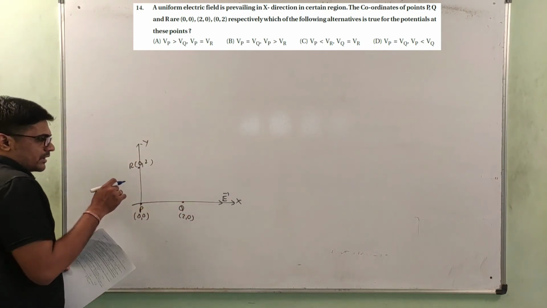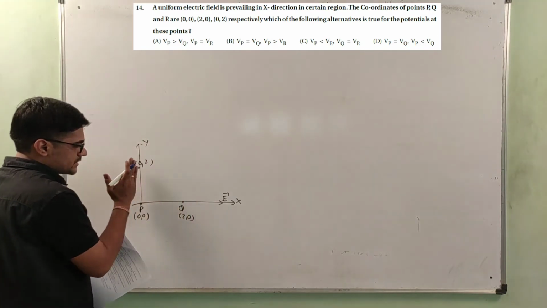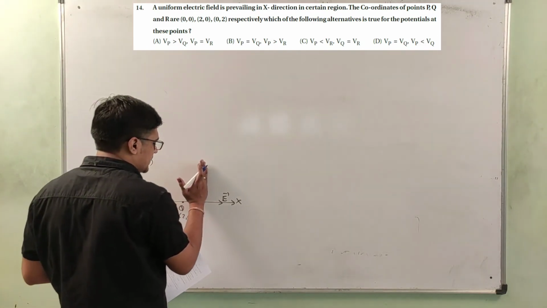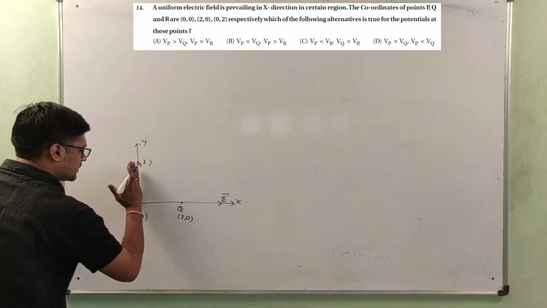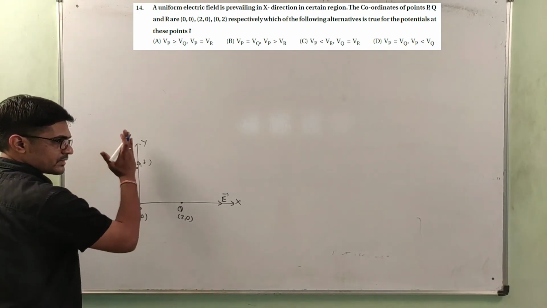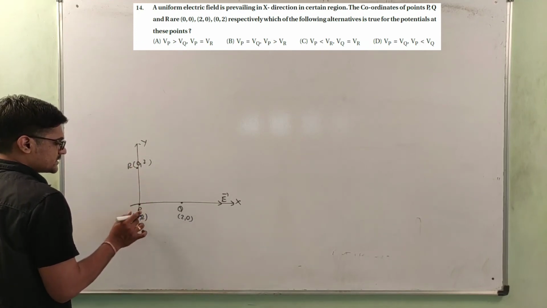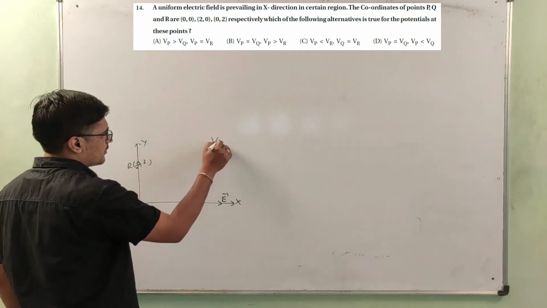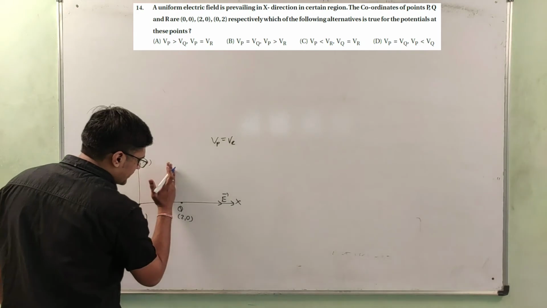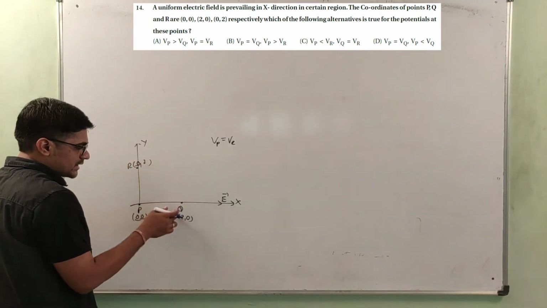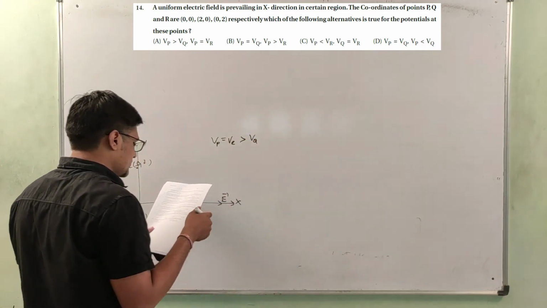Remember that whenever you go in the direction of the electric field, the potential will decrease. So whenever you shift to the right side in the positive x direction, the potential will decrease. Both points P and R are at the same place on the x axis. The x coordinate of both points is the same, 0, so the potential at both points is the same. And whenever you go in the direction of the electric field, the potential will decrease, so the potential at Q is less than at P and R. So this is our right answer.